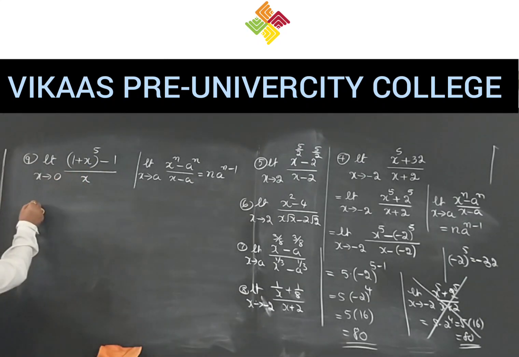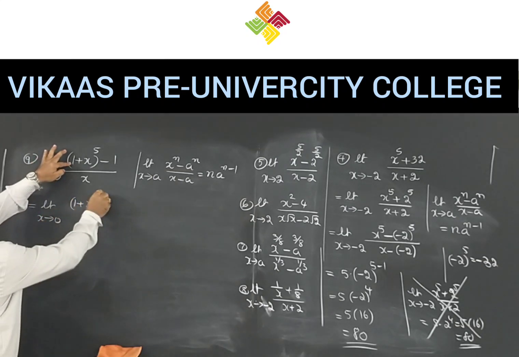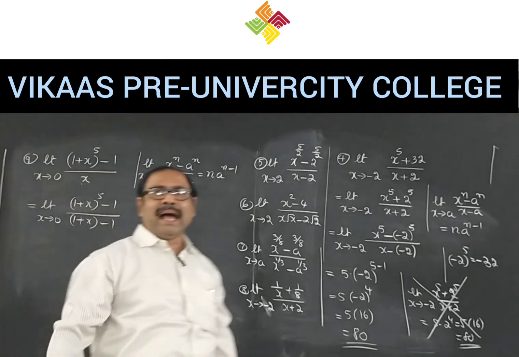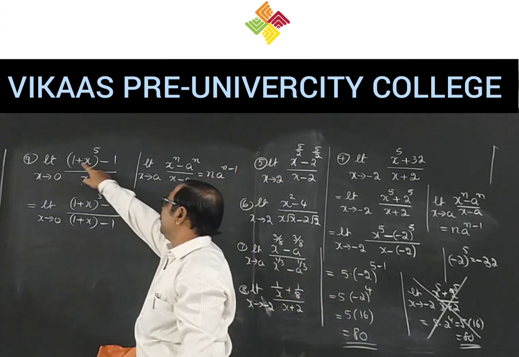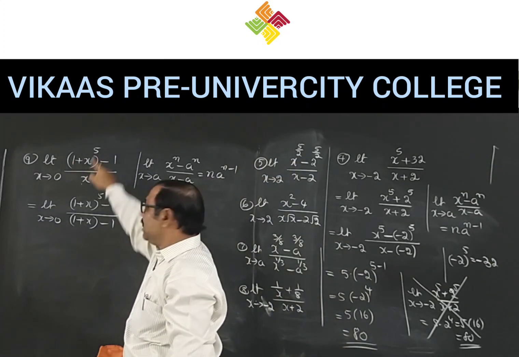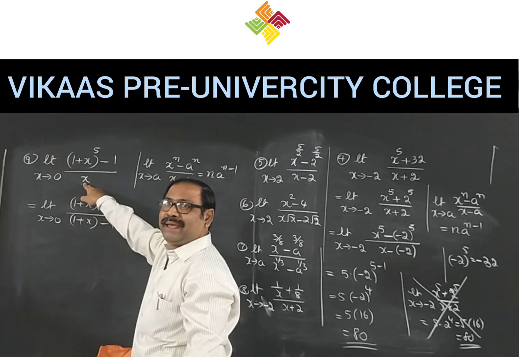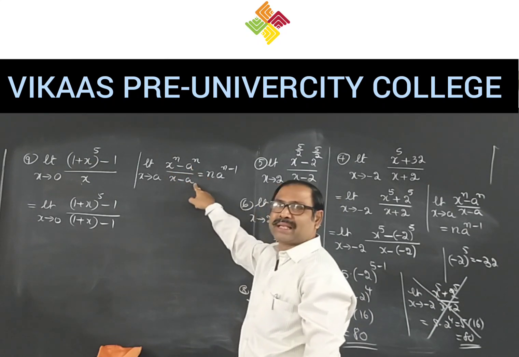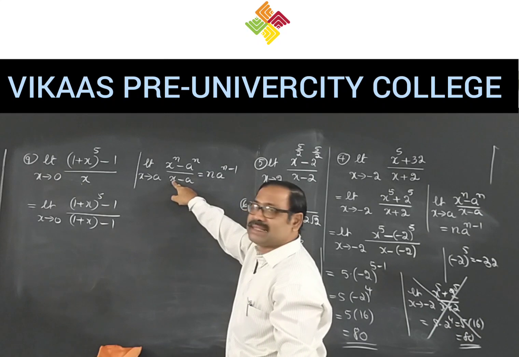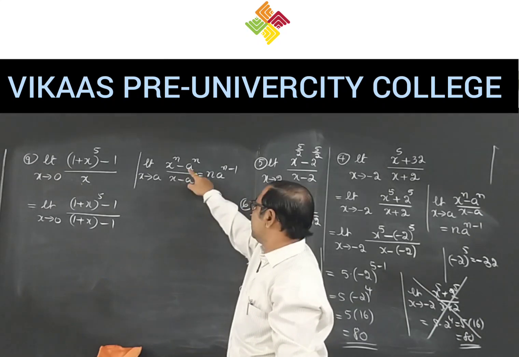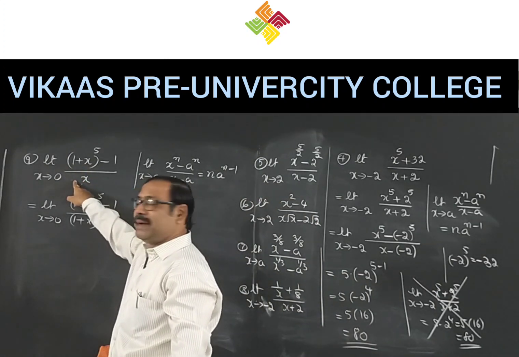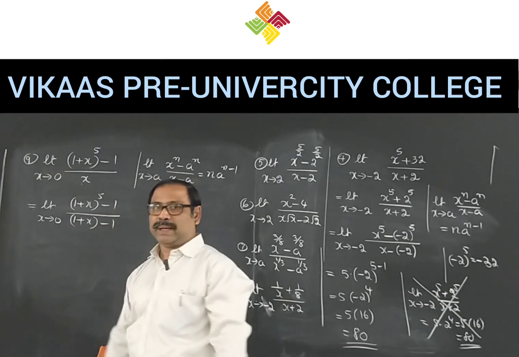How do you change? You just rewrite it as, see, 1 plus x power 5, add 1 and subtract 1. Why? What do you have here? 1 plus x power 5 minus 1. Denominator we have got only x. Now you go to the problem, x power n minus a power n by x minus a. Comparing with that, we have got x power n, a power n. So comparing with 1 plus x, what is the factor required in the denominator? 1 plus x and minus 1.